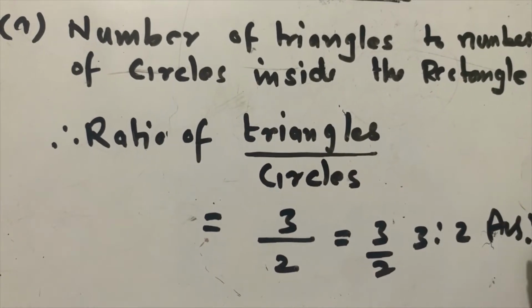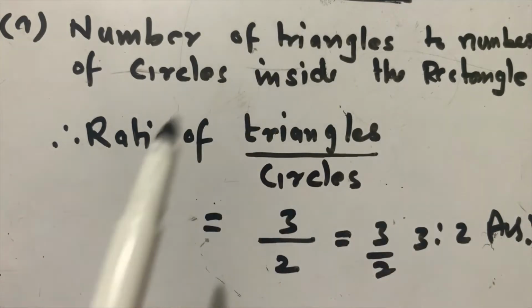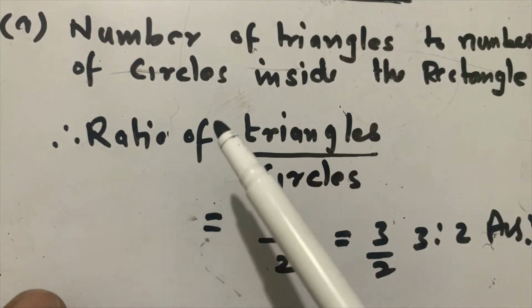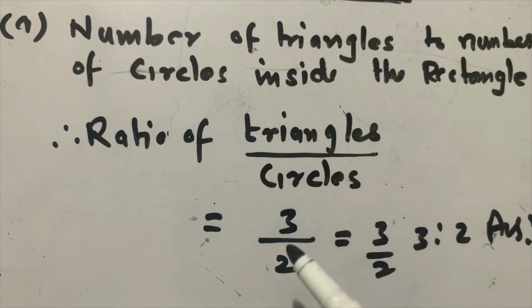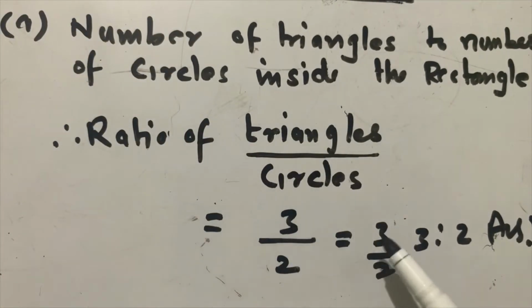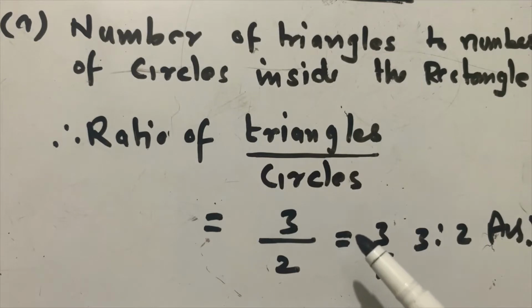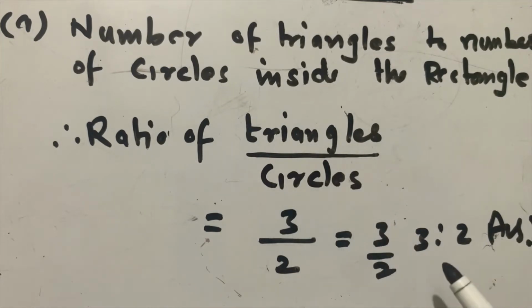Answer done. Ratio of triangles to circles inside the figure. Okay, so we have to find the ratio between triangles and circles. Total triangles were 3 and total circles were 2. So the ratio between triangles to circles is 3:2. The ratio is read as 3:2.